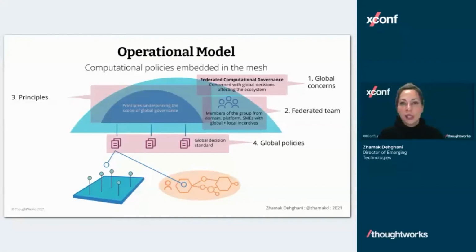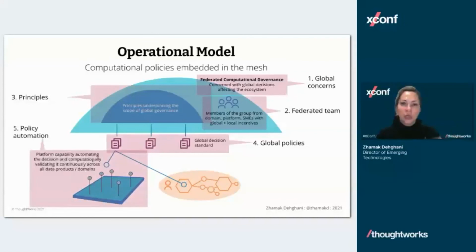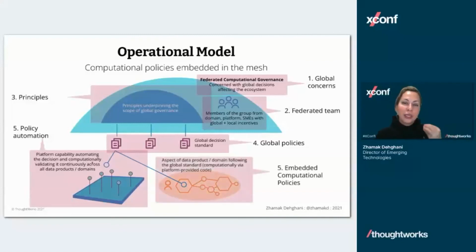And then we need to make sure, as part of the platform, the modeling, if one of our standards is modeling, that can be automated, right? So that automation can be made available to every single data product, embedded into every data product.